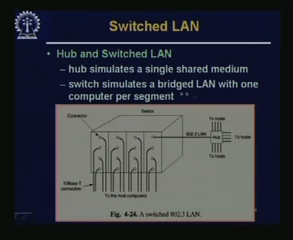So, a hub simulates a single shared medium, whereas a switch simulates a bridged LAN. We will talk about the details of bridges in the next lecture, with one computer per segment. That means it is as if there are so many segments, and only one computer on each segment. So, it does not have to bother about any collision, and from two different computers you can send data at the same time to the switch, which will buffer it. So there will be no collision. Collision detection, etc., may be eliminated.